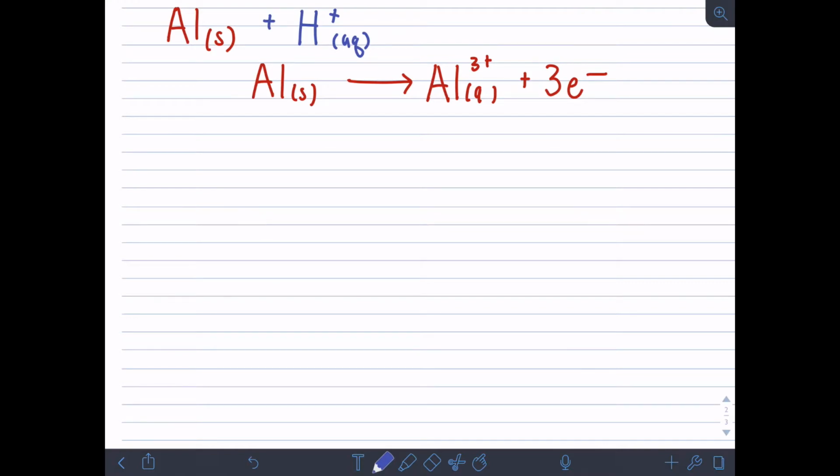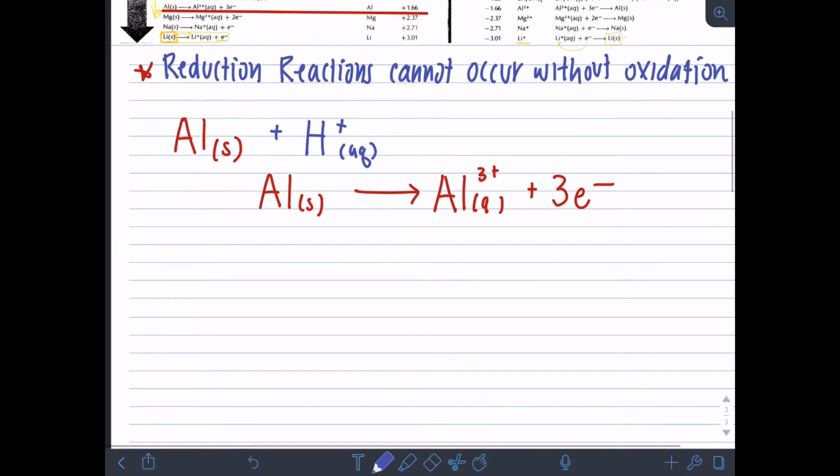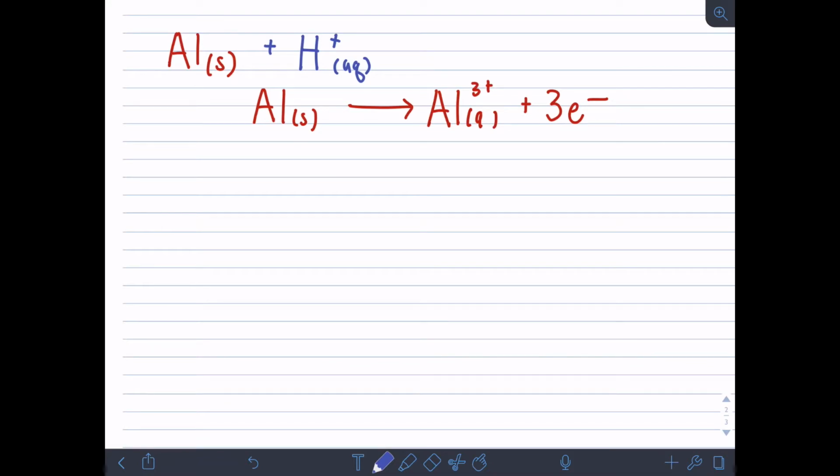So now I have my aluminum reaction, and I'm going to write down the half reaction for H+. So that's 2H+ aqueous plus 2 electrons produces H2 gas. The next thing that you need to do is balance the electrons. Aluminum is our goat.